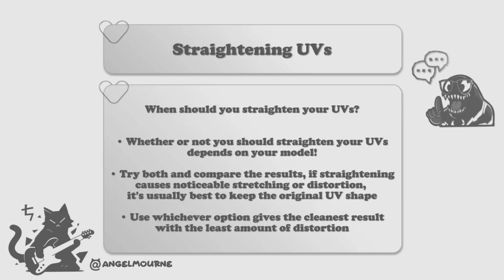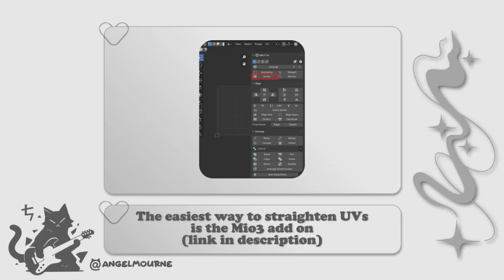If straightening causes noticeable stretching or distortion, it's usually best to keep the original UV shape. Use whichever option gives the cleanest result with the least amount of distortion. The easiest way to straighten UVs is the Mio 3 add-on, link in description.